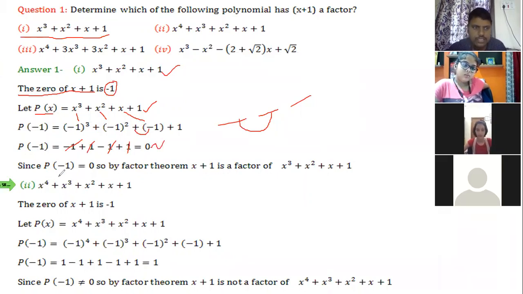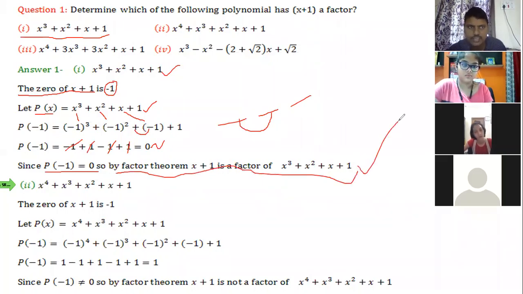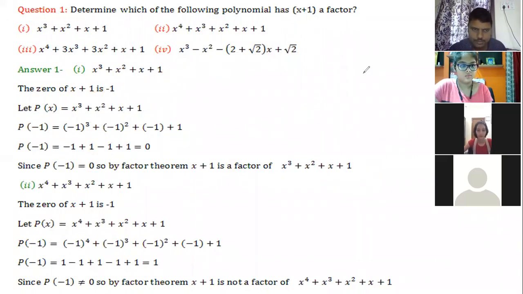Therefore, since p of minus 1 is equal to 0, by the factor theorem, x plus 1 is a factor. They are saying check whether it is a factor or not. We got the answer or not? You got remainder 0, that means it is a factor. Please copy up to here.